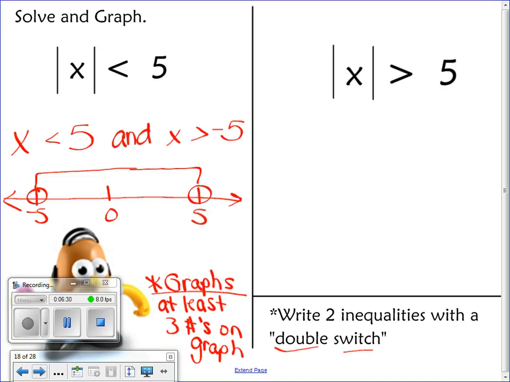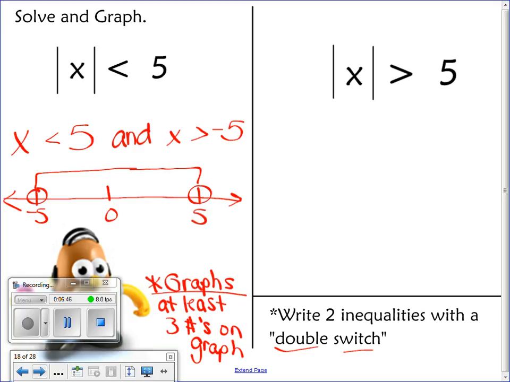So everything between -5 and 5, somebody pick a number in between there. I heard 2, I heard 3. What's the absolute value of 2? Is 2 less than 5? Yeah. Somebody said 3. Absolute value of 3 is 3. Is 3 less than 5? Yeah. So anything I pick in between here satisfies it.